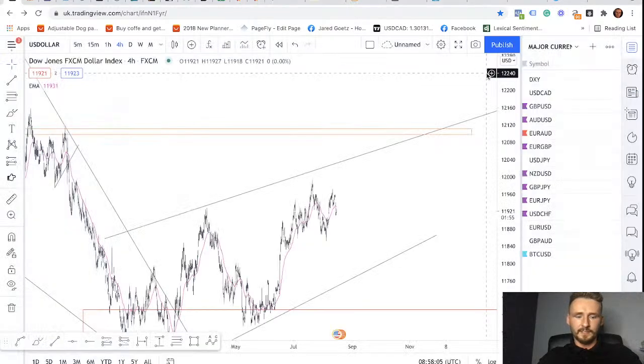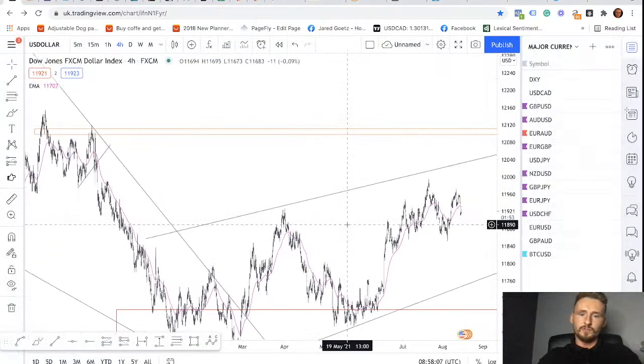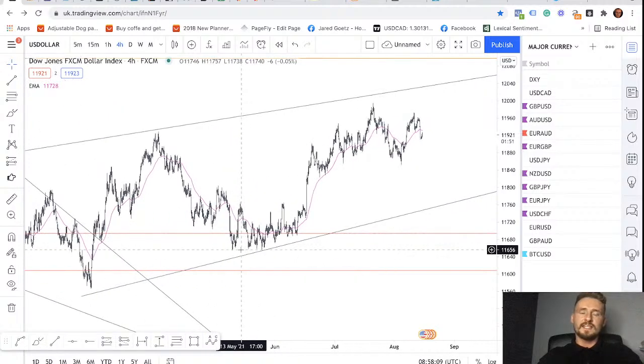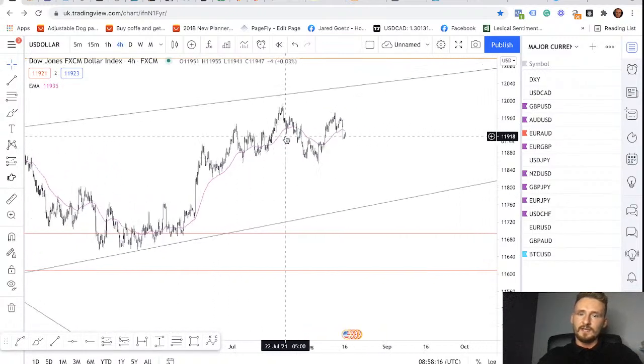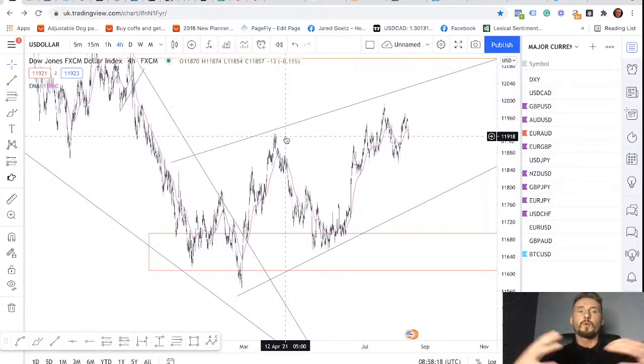Let's go back and really start to analyze what's going on. So we do have this ever so slightly rising wedge. You can see that price action is getting squeezed, and that's currently what we are seeing.